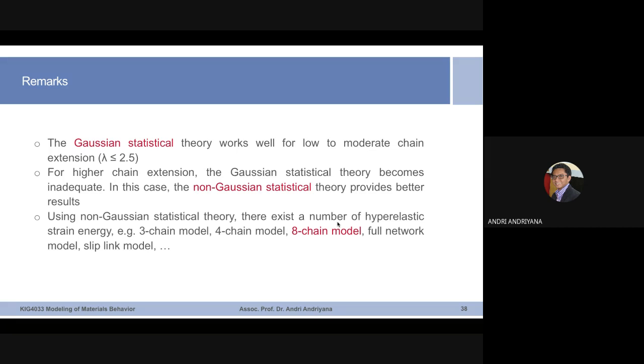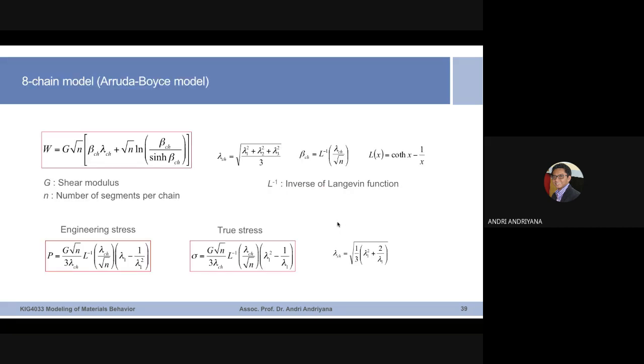Next, this is an example of the mathematical models which are developed using non-Gaussian statistical theory. One of the most widely used, famous models is the 8-chains model or Arruda-Boyce model. Professor Boyce is a professor at MIT. Arruda was her student at MIT, who is now also a professor in Michigan. So they developed these mathematical equations to describe the stress strain behavior of rubber up to a large amount of strain.